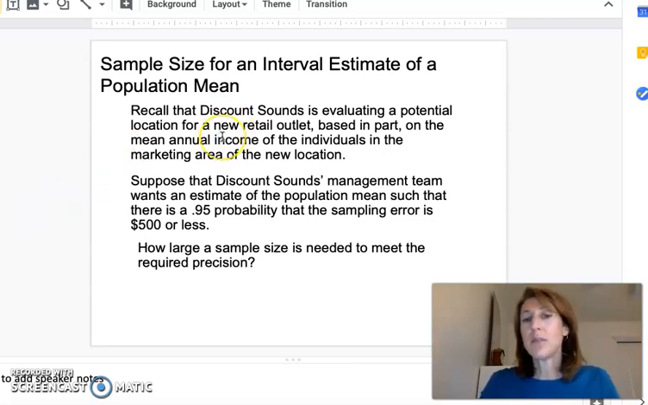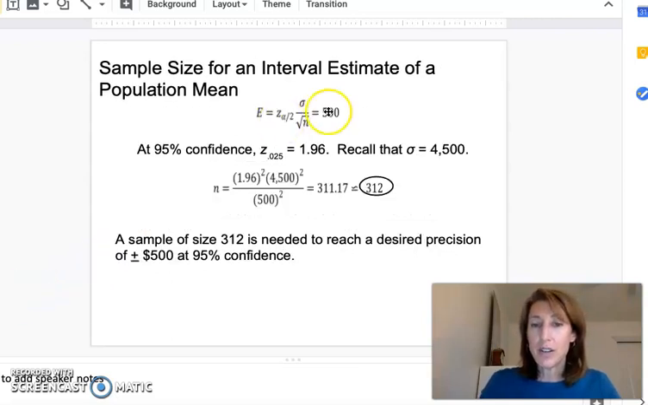Let's say we've got Discount Sounds again, and we've gone through the whole thing, their mean annual income, etc. But now we know that at this 95% confidence level they want to know, within plus or minus $500, what sample size they need for that precision. So we plug in our desired margin of error, which is $500. We rearrange everything at a 95% confidence level, use the z-score that corresponds to that, 1.96, and we are just solving for N. So z-score squared, rearranging this formula here, times the standard deviation squared, divided by our desired margin of error squared, and we get that a sample size of 312 is what's needed to reach a desired precision of plus or minus $500 at a 95% confidence level.